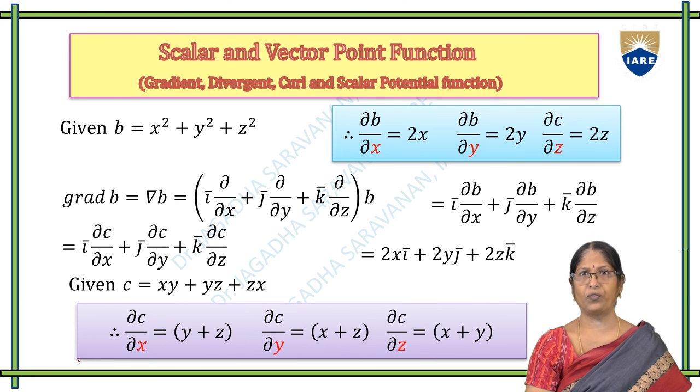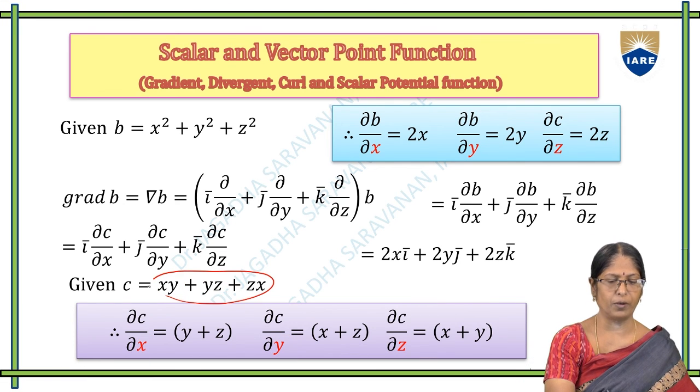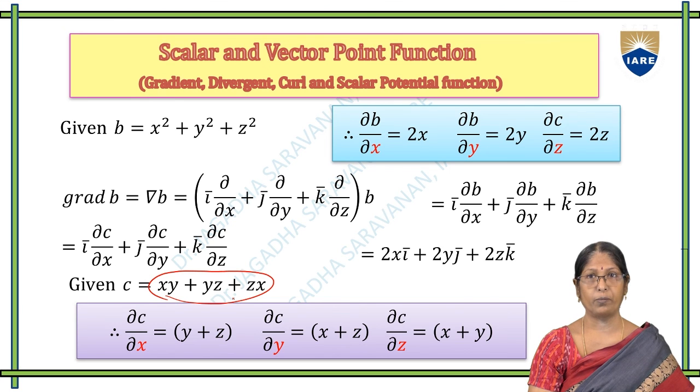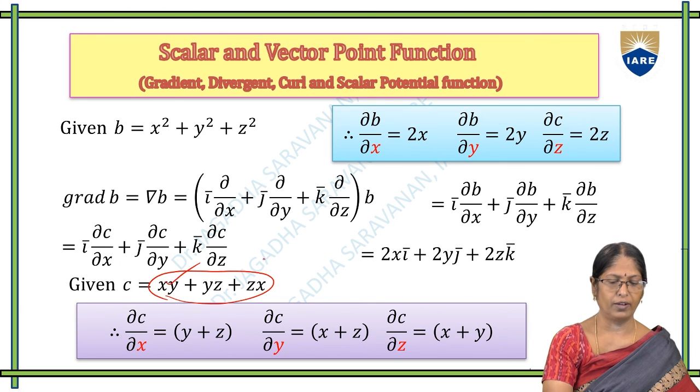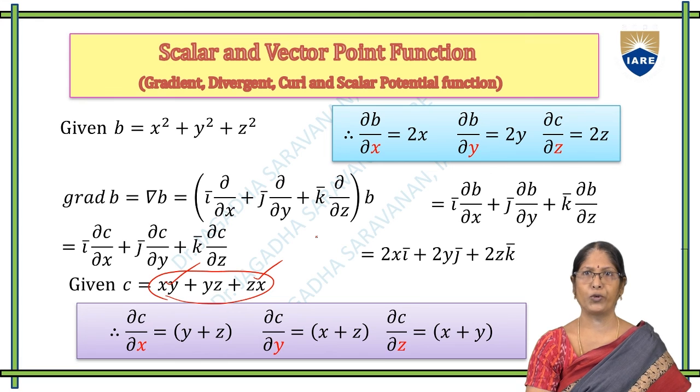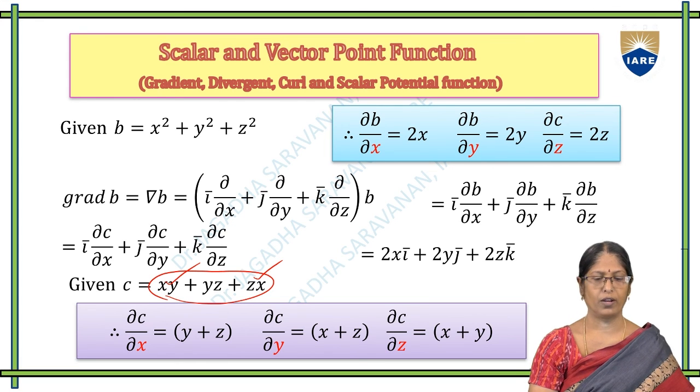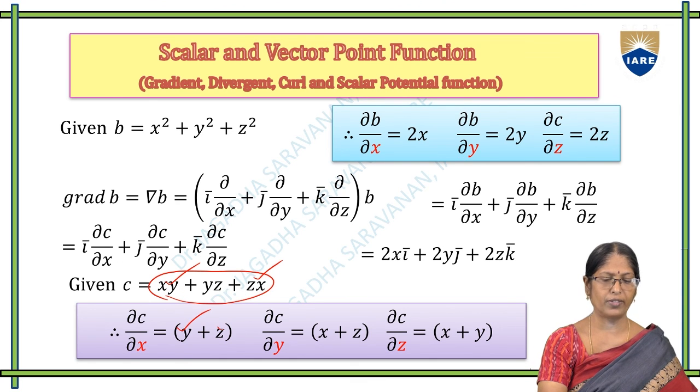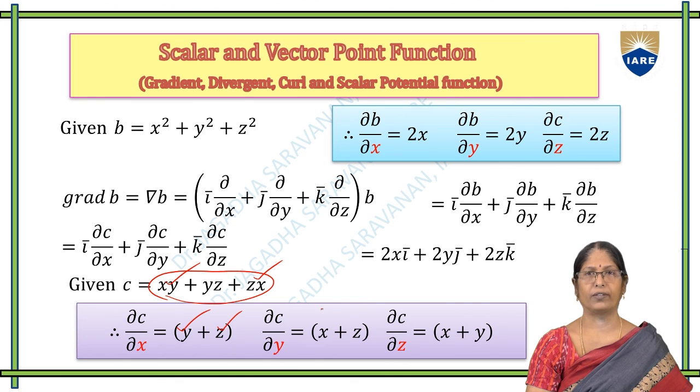So we will search first in these three terms where the x variable is there. Here, here. Only two places. So x, the differentiation is 1. So 1 into y, y. Here also 1 into z, z. So y plus z. Next we are doing partial differentiation with respect to y.